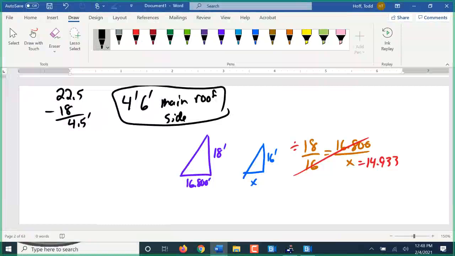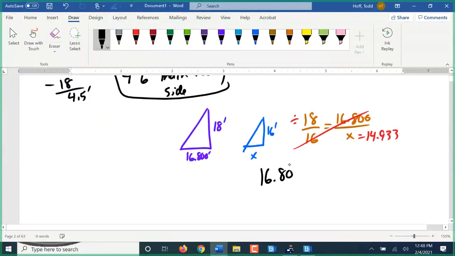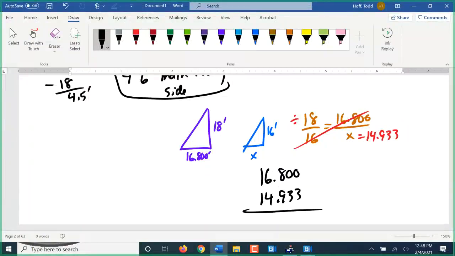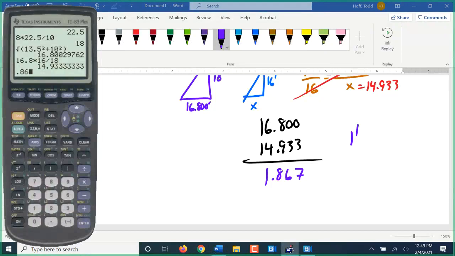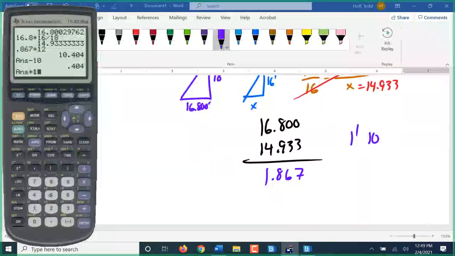So we subtract to get our decrease there. 16.800 minus 14.933. Subtracting there, we get 1.867 feet, that's 1 foot. Take the 0.867 times 12, get 10 inches. Take off the 10, and then times 16. 6.4, so that's 6/16, or 3/8 of an inch.